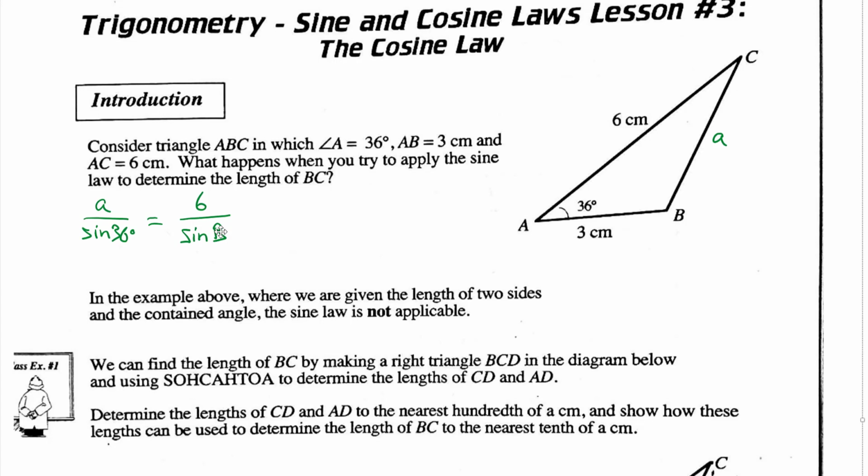You can try all you want. Similarly, I could use side little c, which would be 3 over the sine of angle C, but again, I don't know what C is. So in this case, the sine law is not going to work. So we have to come up with another way of finding side little a.